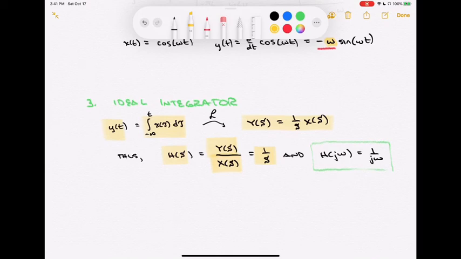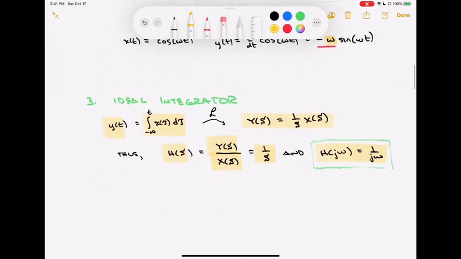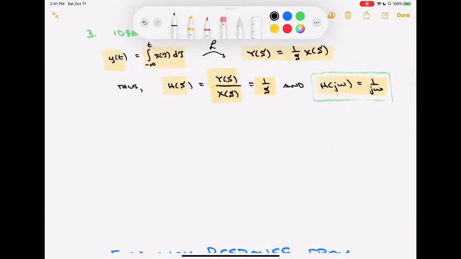And for my frequency response, let s equal j omega. We have H of j omega being 1 over j omega. So let's take a look at what this looks like in magnitude response and phase response. The magnitude of H of j omega is going to be the magnitude of 1 over j omega. Again, the j doesn't contribute anything, and I'm going to get 1 over the magnitude of omega.